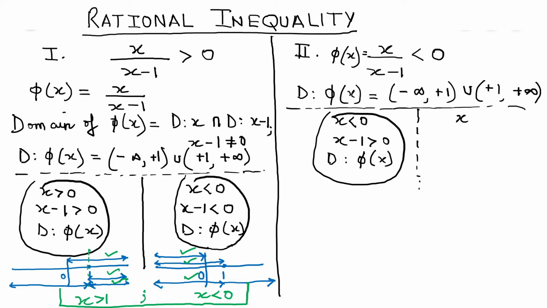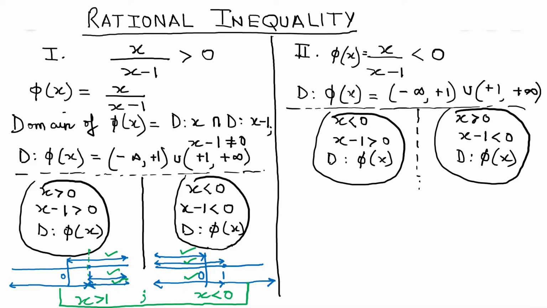The other case here is when x is greater than 0. In that case, the denominator should be negative. When we take it with the intersection with the domain of phi x, we get the other case. Both these cases are mutually exclusive. So when you are getting to the final solution set, you need to ensure that you take the intersection of all the three. So for this, now let us plot the diagram.